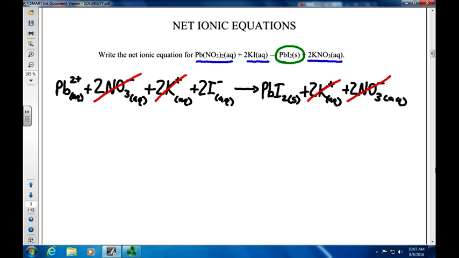So once the spectators have dropped out, we can then rewrite the equation that is the net ionic equation, which would be Pb plus 2I yields PbI2, or lead iodide.